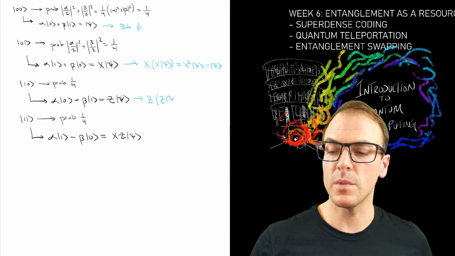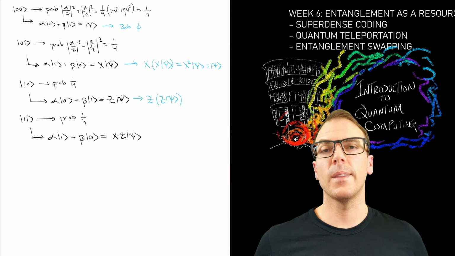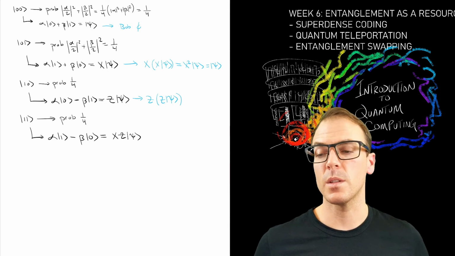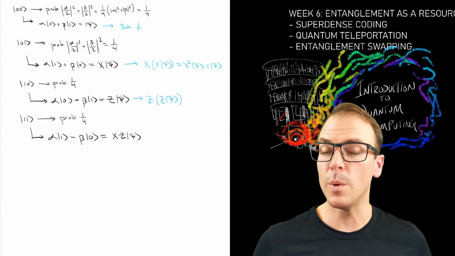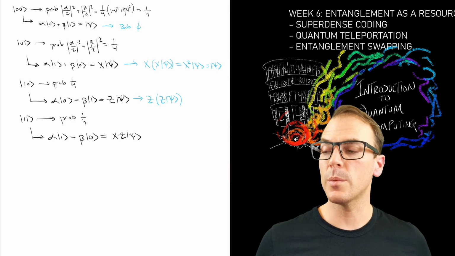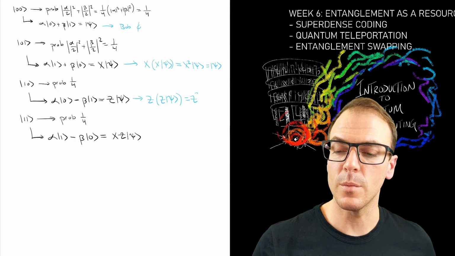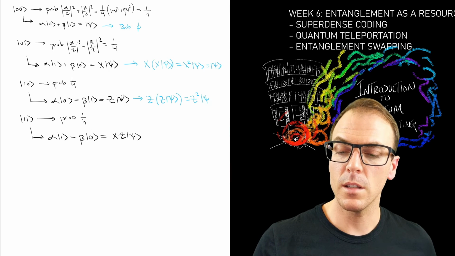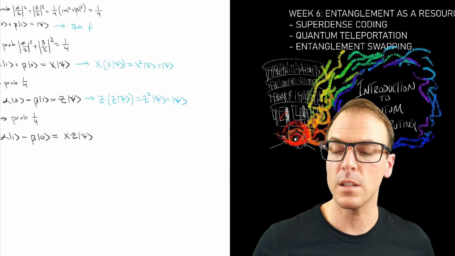Alice is sending him Z times psi, or the qubit that Bob has is left in Z times psi. Bob knows that because Alice communicates these two bits, 1, 0, to Bob to tell him what measurement outcome she got. And so this becomes Z squared psi, which, since Z squared is equal to the identity, is also psi.